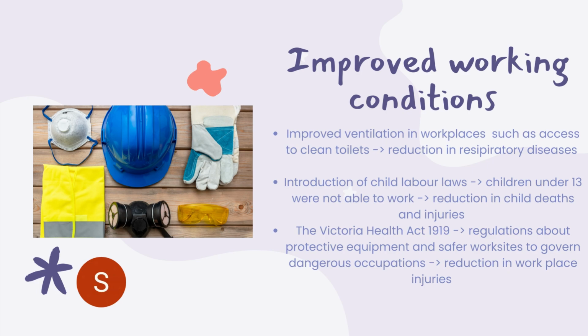Then we also have the Victorian Health Act in 1919. So this saw regulations be put in place to govern dangerous occupations. So this took form in protective equipment, protective clothing, making sure that work sites were safe, and this therefore contributed to a reduction in workplace injuries. So workplace injuries contributed to high amounts of mortality. So that's a really good health status link that you can use.